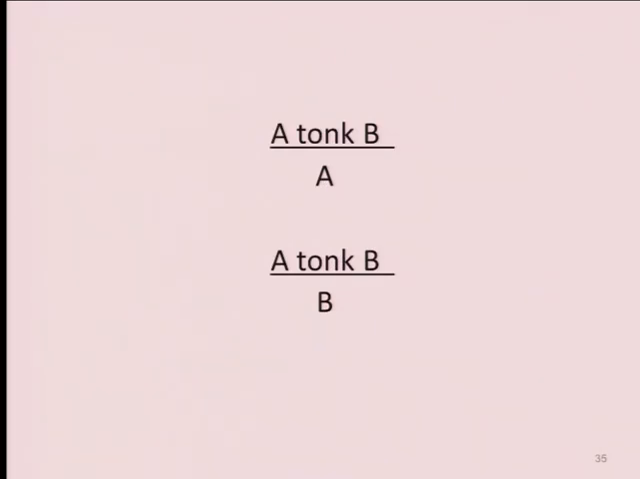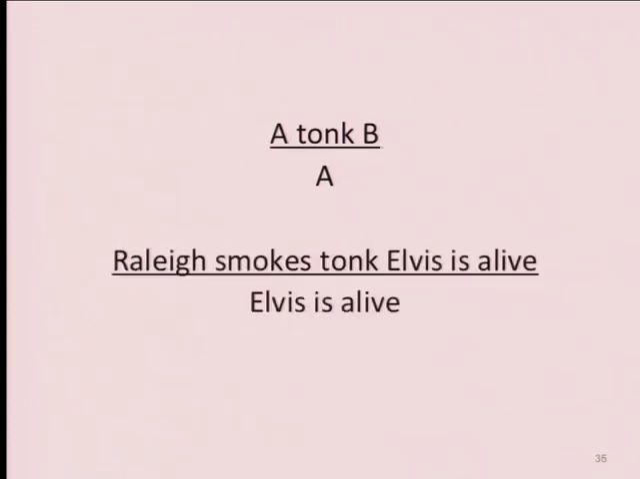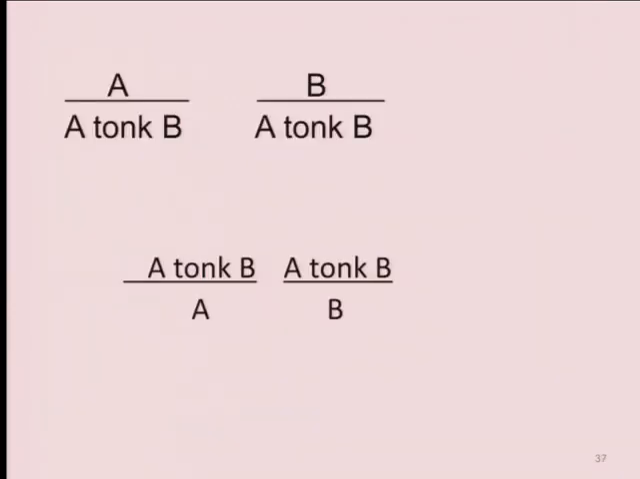Going to stop me? Yes? Wouldn't we be able to reason from A to B, not just stop with A? There is, yeah. So just summing up, from A we get A tonk B, from B we get A tonk B, from A tonk B we get A, and from A tonk B we get B. So your point is we can reason from A to B. Yeah, from A I can get A tonk B, and from A tonk B I can get B.